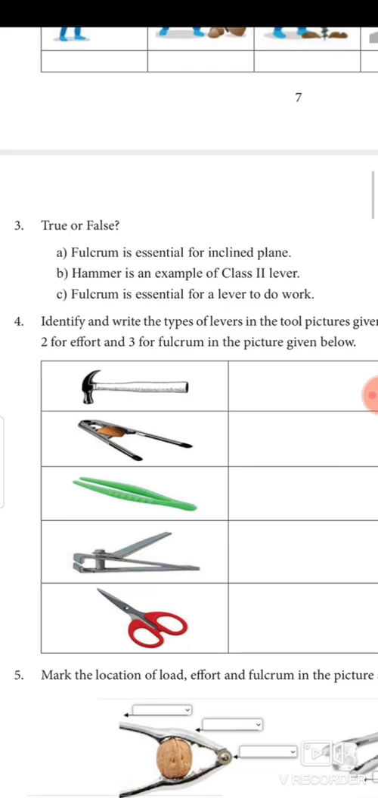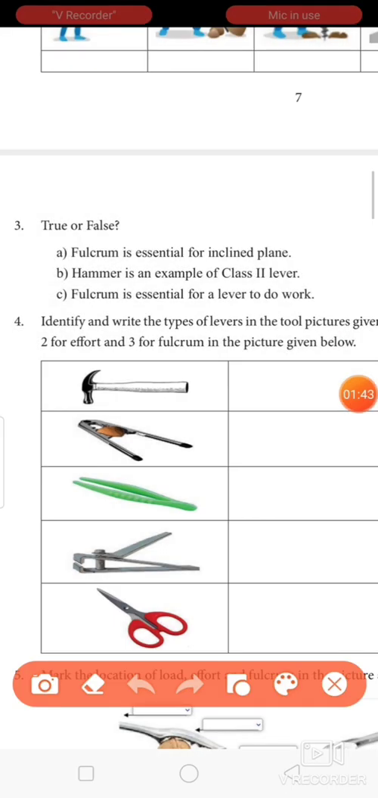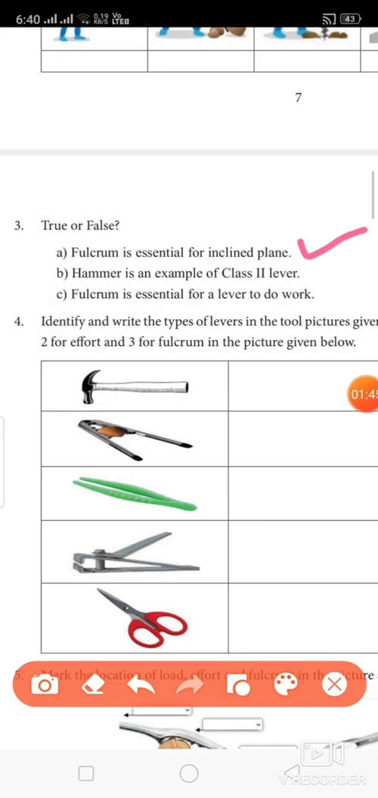A. Fulcrum is essential for inclined plane. It is a true statement. Hammer is an example of class 2 lever. It is a false statement. Fulcrum is essential for a lever to do work. It is a true statement.